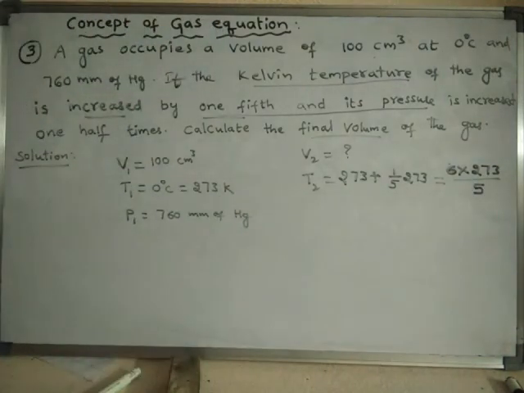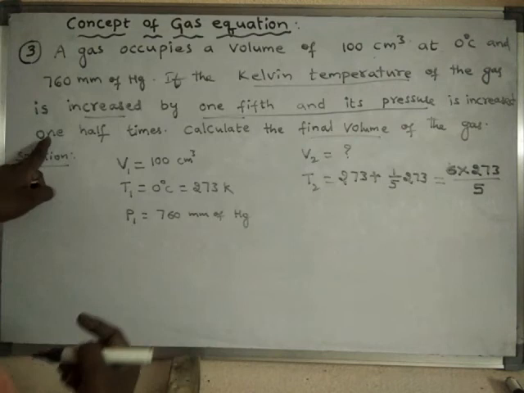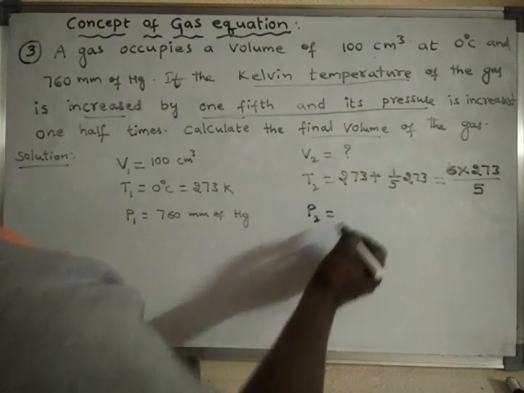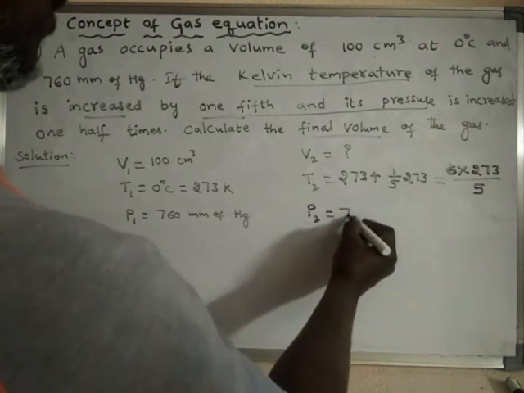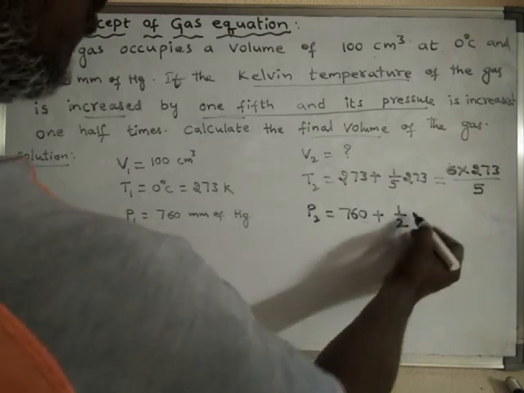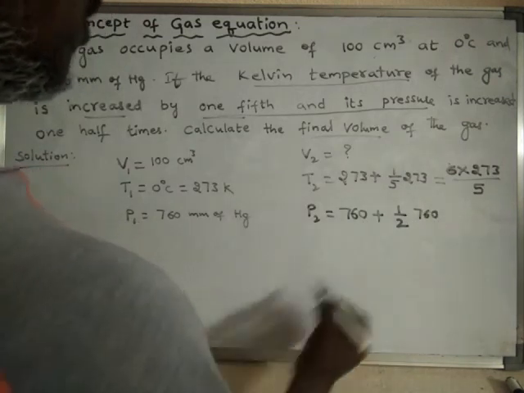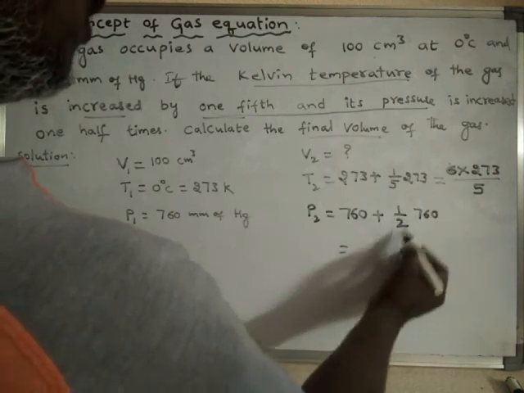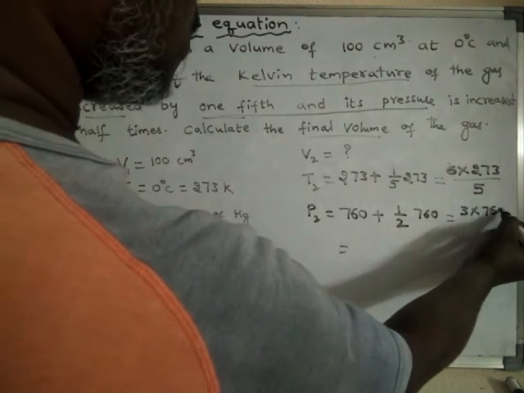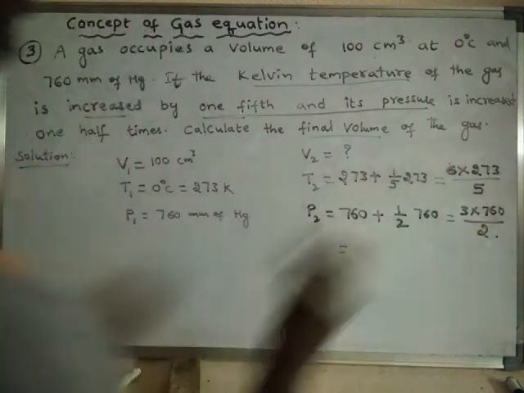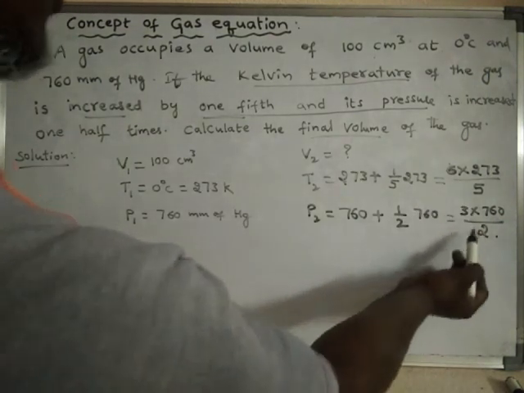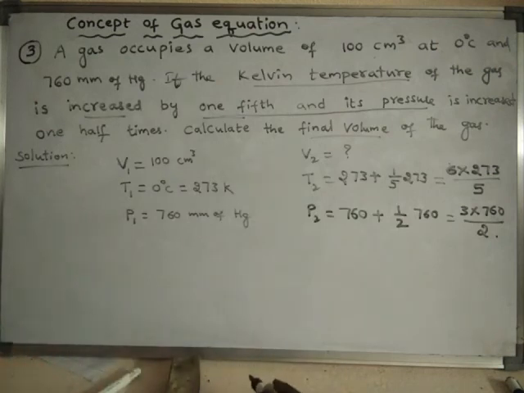And the pressure is also increased 1/2 times. So here the initial pressure was 760 and there is an increase of 1/2 times of its initial pressure. So it will be equal to 3 into 760 by 2. So under this temperature and pressure, what will be the final volume?